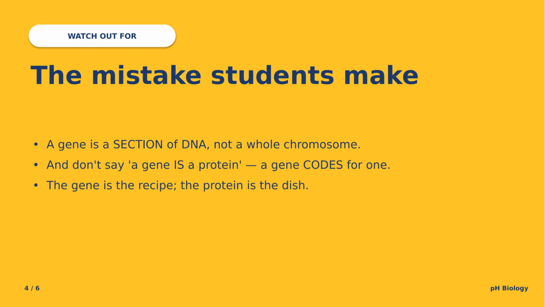Common slip. A gene is a section of DNA, not a whole chromosome. And don't say a gene is a protein. A gene codes for one. The gene is the recipe. The protein is the dish. The recipe doesn't taste of anything, only the dish does.